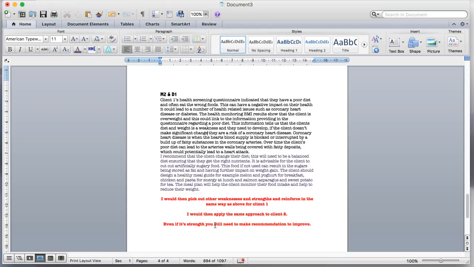Okay, I would apply the same approach to client 2, but be mindful, even if it is a strength, so you've recognised that your client's got a strength, they still need a recommendation to improve. So it might be fantastic, but what can they do to further develop that? No one's ever going to stop and stand still. What can we do to move forward with it? It's really important that you do that.